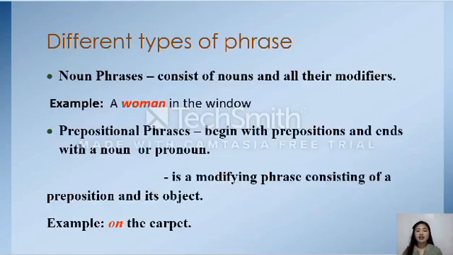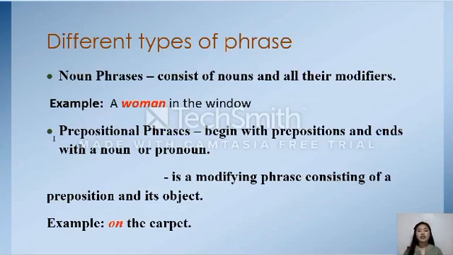Here we are going to discuss 5 different types of phrases. First is noun phrases, which consist of nouns and all their modifiers. On the example given, woman is a noun. A woman in the window doesn't have a complete thought because it doesn't have a predicate. And this is an example of a noun phrase.